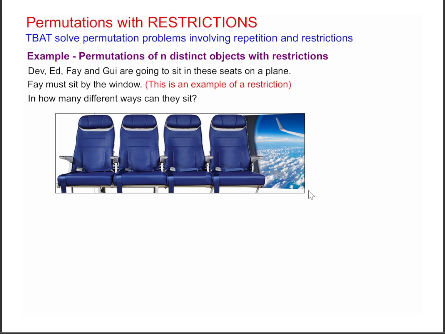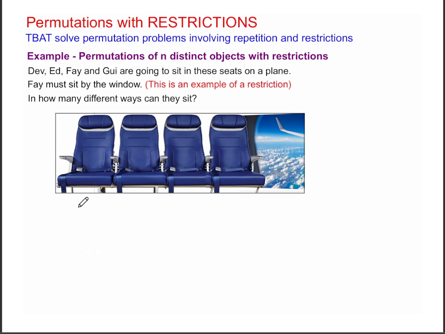We're going to go into the next part of permutations, which is permutations with restrictions. Let's take a look at this example. Permutations of n distinct objects with restrictions. There are 4 people, Dev, Ed, Faye, and Gui, D, E, F, and G, who are going to sit in these seats on a plane. Faye must sit by the window. That right there is a restriction. Now you're told, in how many different ways can they sit?